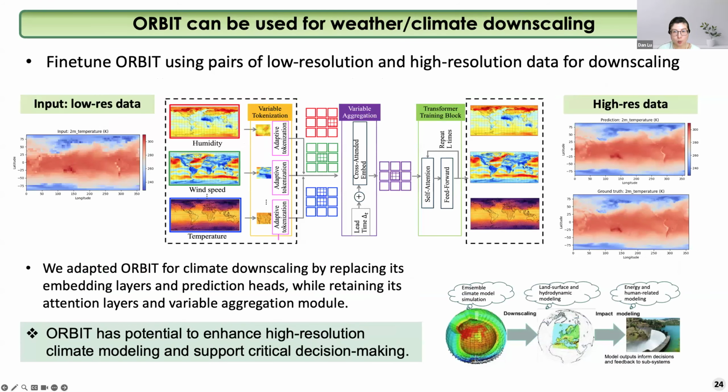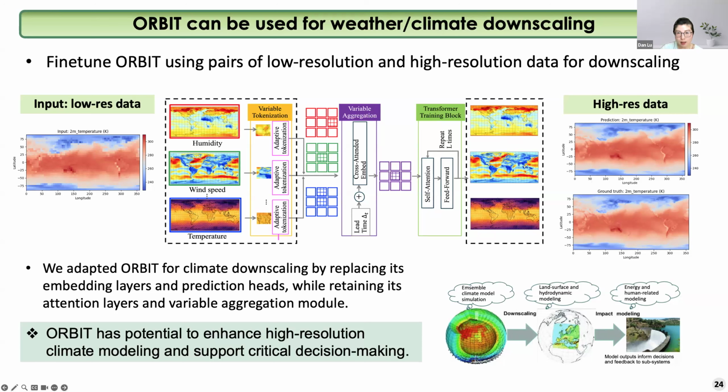Besides weather forecasting, we are currently fine-tuning Orbit for weather and climate downscaling, a critical process that converts coarse resolution weather forecasts and climate model projections into the high resolution data needed for regional impact assessments. This finer scale information is essential for multiple sectors, including water resources management, infrastructure planning, and disaster risk mitigation.